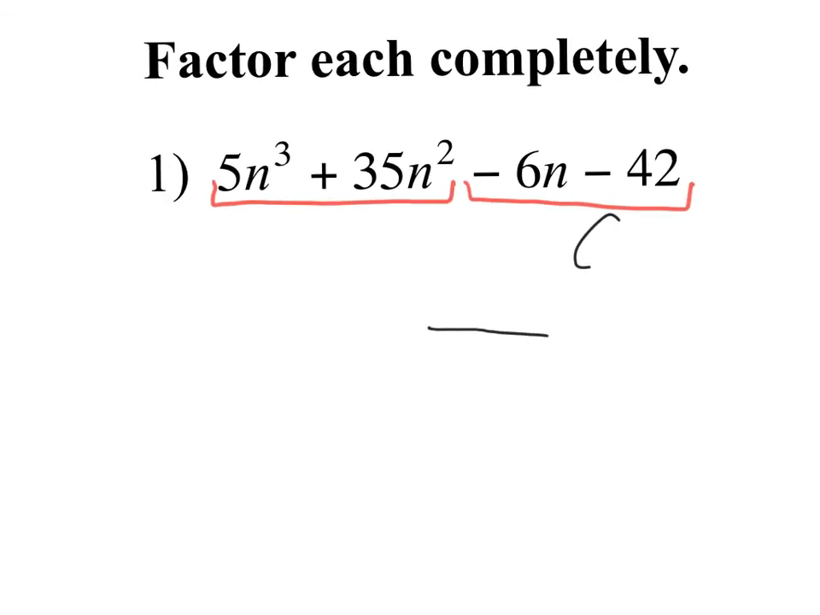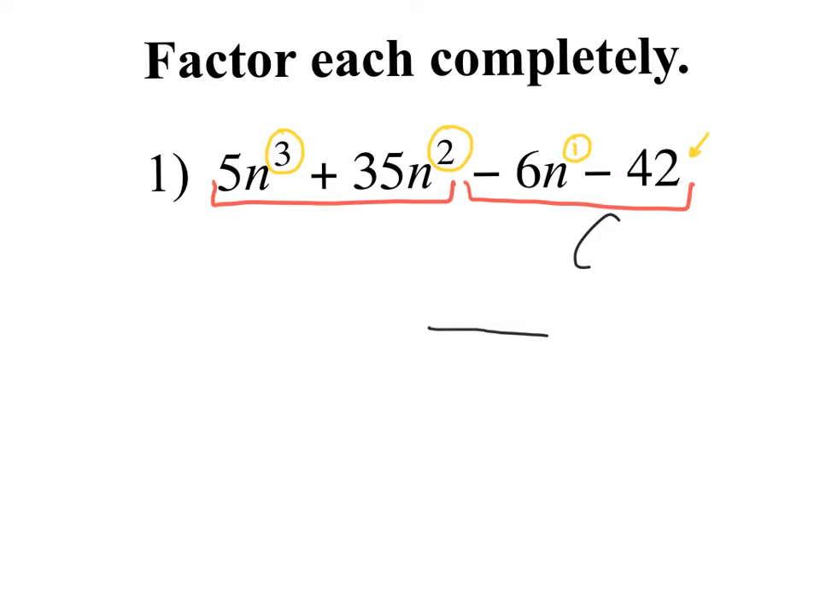All right, so here's what we do, factor by grouping. Number one, group the first two, group the second two. What you need to do is make sure that they are all in order. So you've got power 3, power 2, power 1, and no power. That's what we need to see.